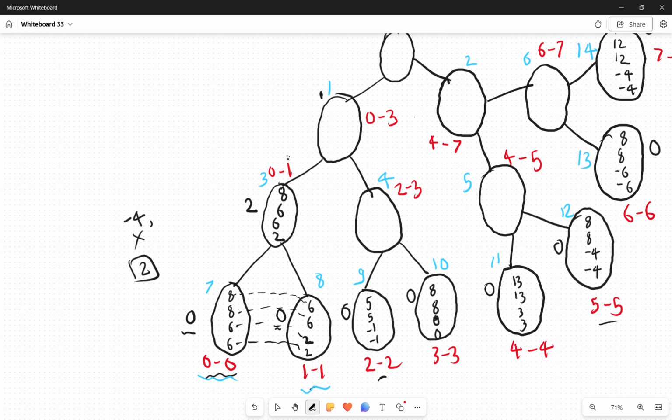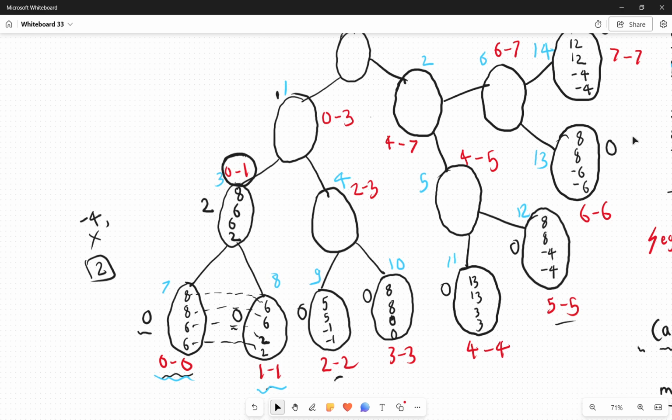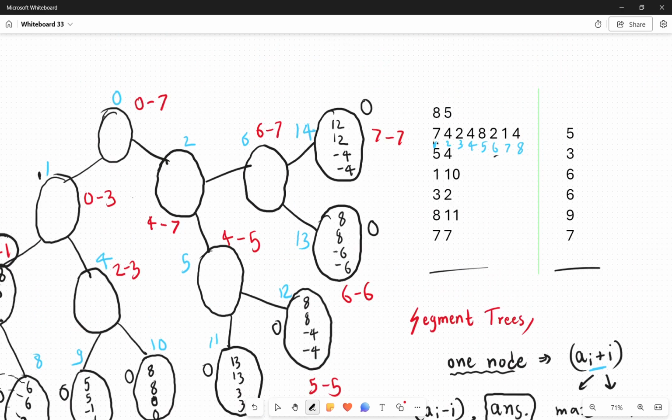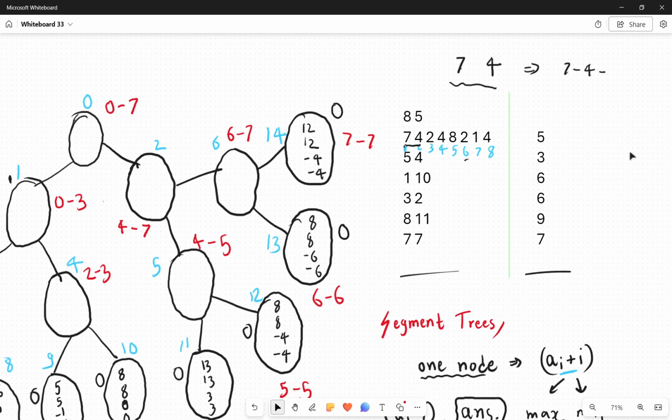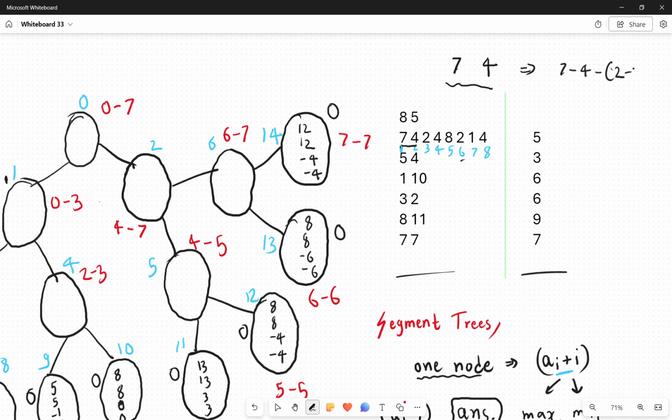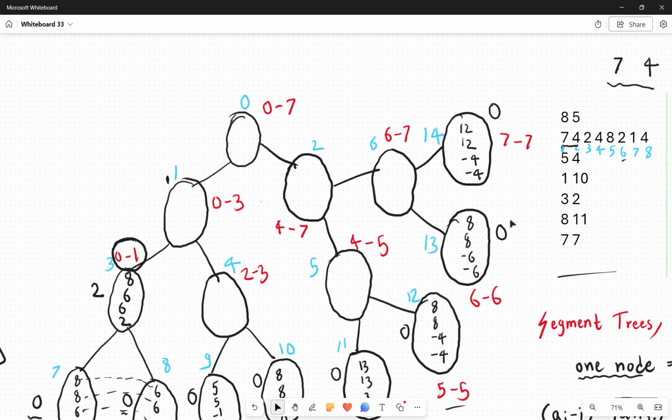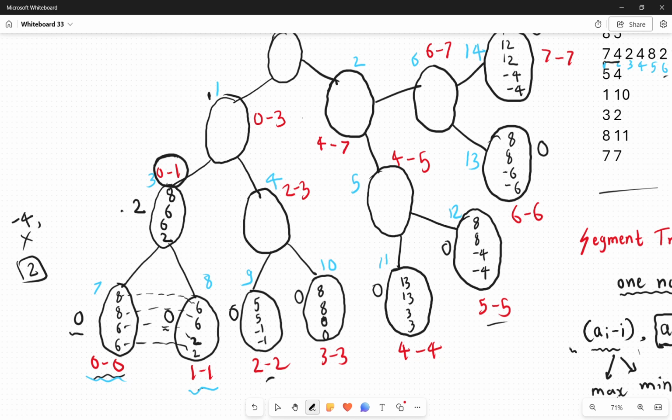So what does 2 signify? If I consider all the elements from the range 0 to 1 in my original array, so if I consider 7 and 4, what is the maximum answer that I can get? It is basically 7 minus 4 minus 2 minus 1, isn't it? Yes, it perfectly is. 7 minus 3 is 3, and 2 minus 1 is 1. So basically this is 2. So it is indeed correct. See, here also we got 2, right?